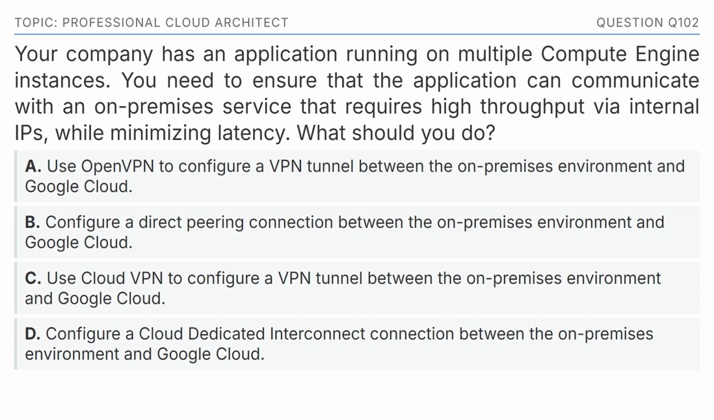The options are: Option A, use OpenVPN to configure a VPN tunnel between the on-premises environment and Google Cloud. Option B, configure a direct peering connection between the on-premises environment and Google Cloud. Option C, use Cloud VPN to configure a VPN tunnel between the on-premises environment and Google Cloud. Option D, configure a cloud-dedicated interconnect connection between the on-premises environment and Google Cloud.